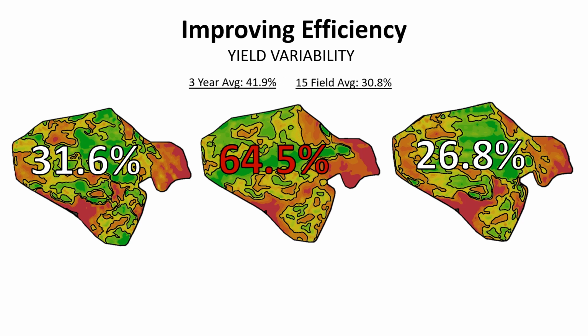So then I took 15 other fields and I came up with what their variability score was. And the 15 field average was 30.8%. So what I can gather from this is maybe this field is just a little bit more variable than most. So, the smart money's on saying there's a little bit higher than average variability in this field.